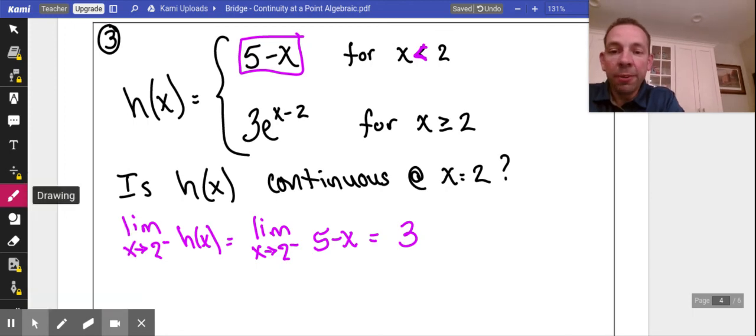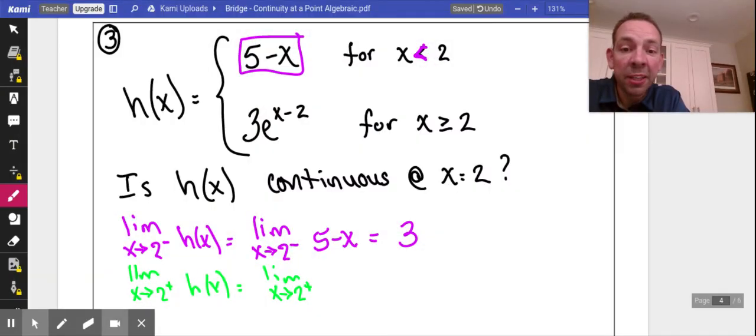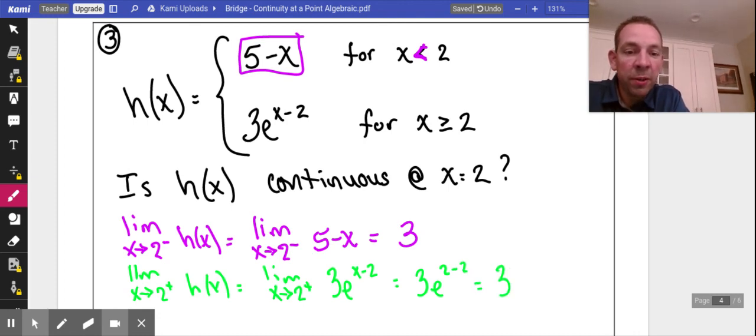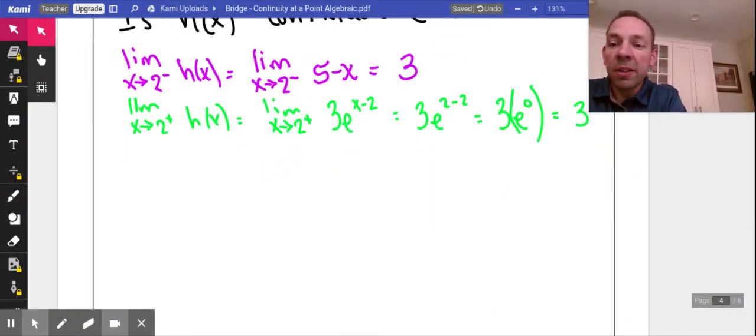All right, let's check out the other side. Limit as x approaches 2 from the right. In this case, the active function is going to be 3e to the x minus 2. Now, here's a fun one. You go to substitute that 2, right? Well, 2 minus 2 makes 0, and e raised to the 0 is 1. Anything to the 0 is 1. So 3 times 1 makes 3. Oh, winner, winner, chicken dinner. We've got ourselves a match.